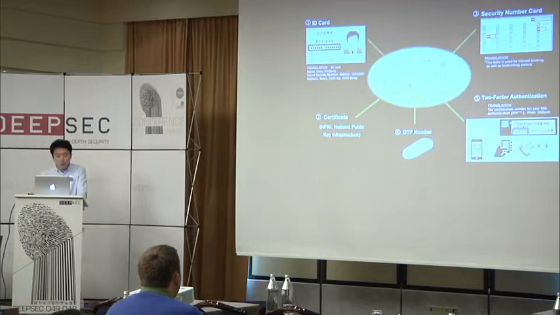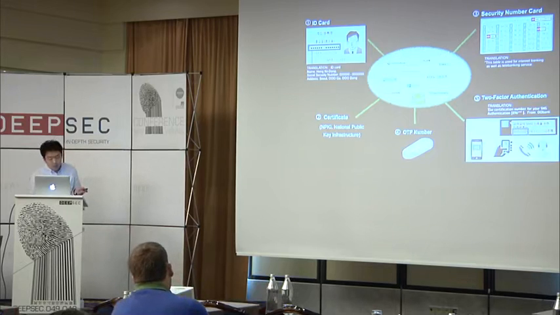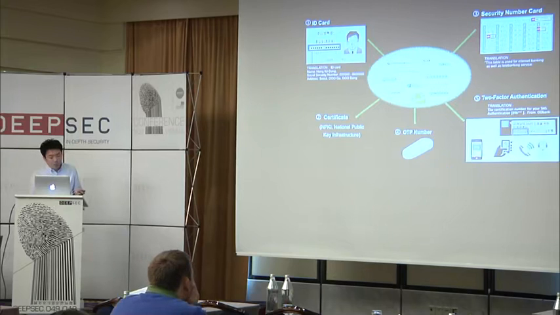Financial institutions typically implement several levels of verification when a user wants to carry out a money transaction. Check ID card information and certificate files issued by the financial institution, security number card, and one-time password that generates a different number every minute. Two-factor authentication like automatic response system and SMS. Financial institutions continuously strengthen security services in order to prevent attacks.